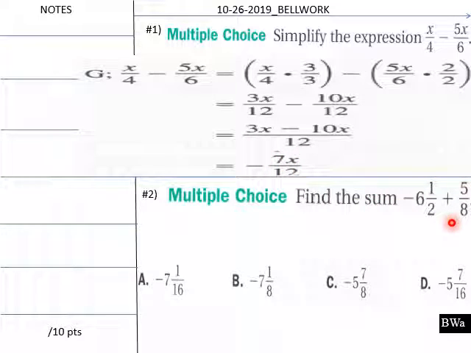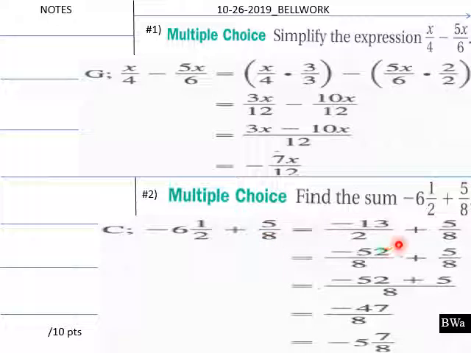And then finding our sum here, how do we do that? Well, we're going to turn these into improper fractions here. In the denominator, negative 13 over 2 and 5 over 8. And then to combine these, we multiply this by 4. It becomes negative 52 plus 5 over 8, negative 47 over 8. And then turning that into a mixed number, it becomes negative 5 and 7/8 for number 2C.